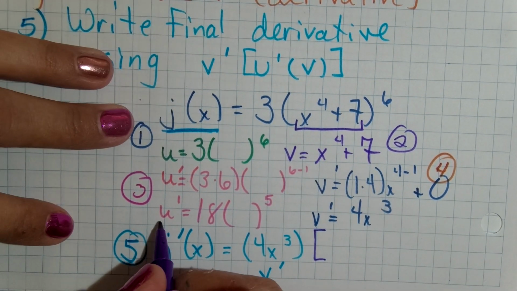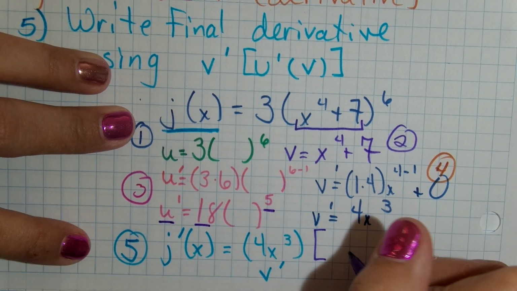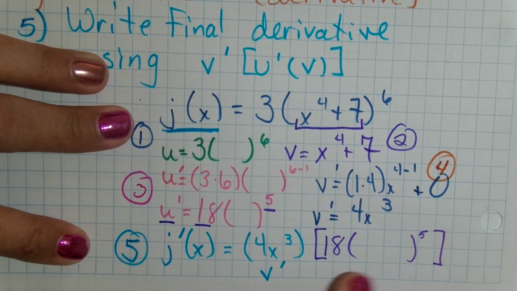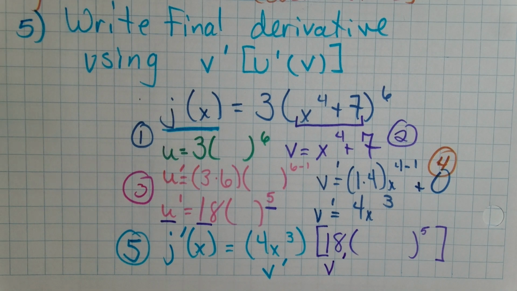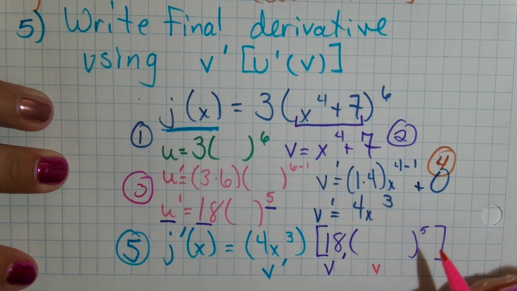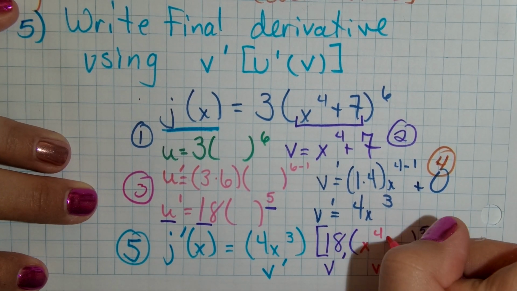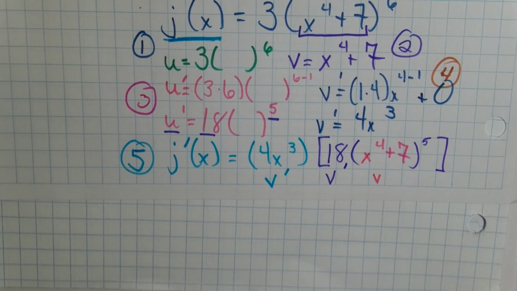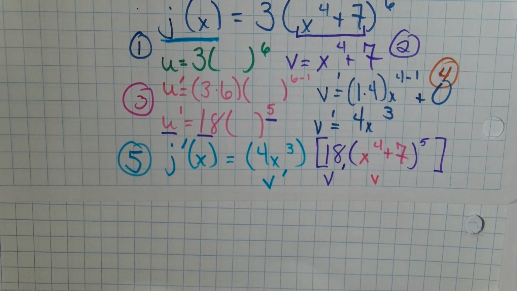U prime is this. So this is what I said you need to do to make sure that you have blank on the inside. So this is v prime. And what goes on the inside is the original v, which is x to the 4th plus 7. So you have derivative, derivative, original. Move it up. Derivative, derivative, original.